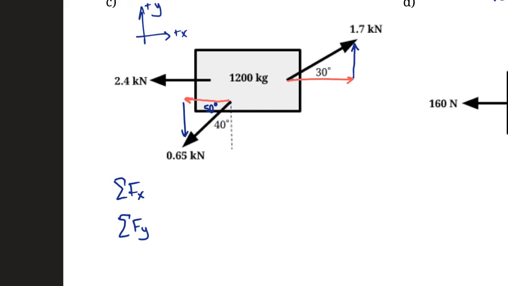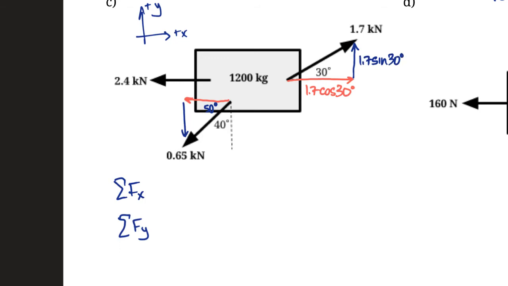So if you're comfortable with the component method, you should realize that for this force of 1.7 kilonewtons, this hypotenuse is 1.7 kilonewtons, but this x component here should just be that force, 1.7, and then it's going to be the cosine of 30 degrees, right? Because cosine is the one that's beside the angle, it's the adjacent side, right? And the y component should be 1.7 sine of 30 degrees, right?